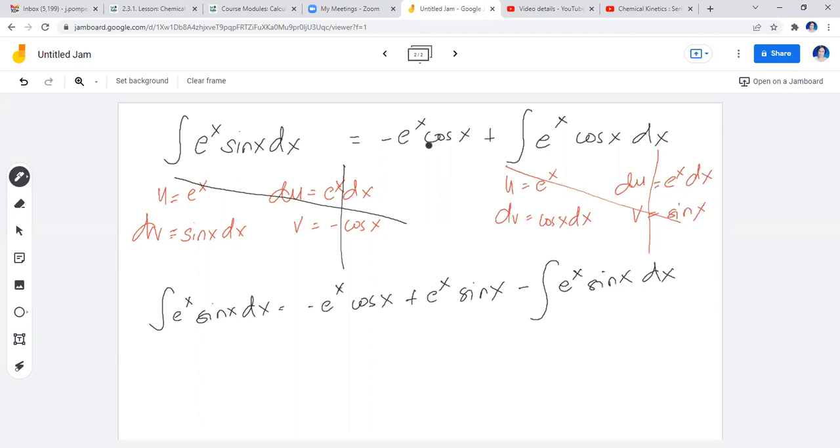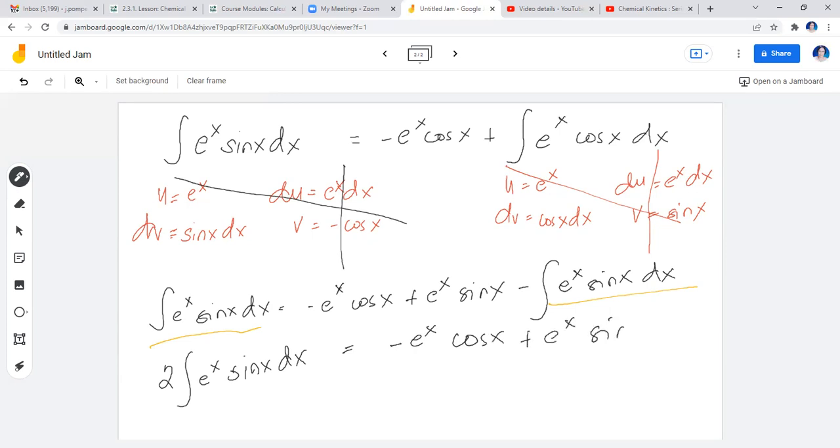Now you know why it's balik-balik. You see the reason why it's balik-balik. This and this are the same. So you transfer this on the left side. If you transfer, you will have now 2 integral of e raised to x sine of x dx is equal to negative e raised to x cosine of x plus e raised to x sine of x. Isn't it we're after the integral of this alone? So we divide the entire expression by 2.